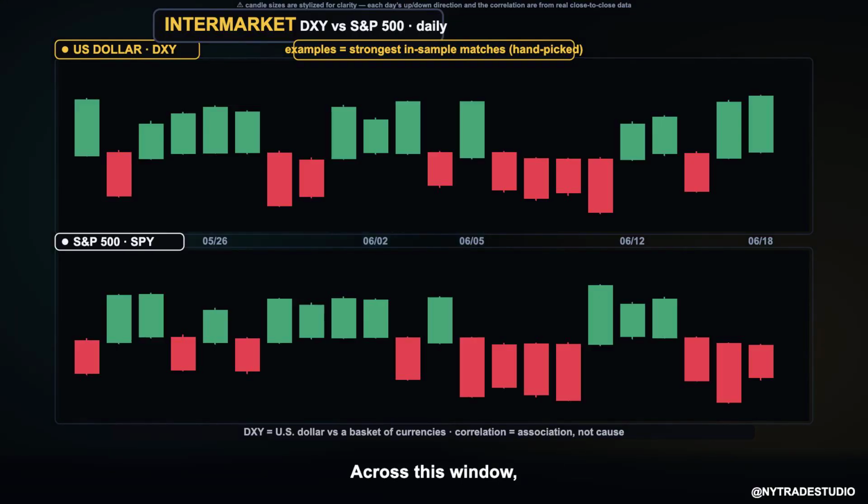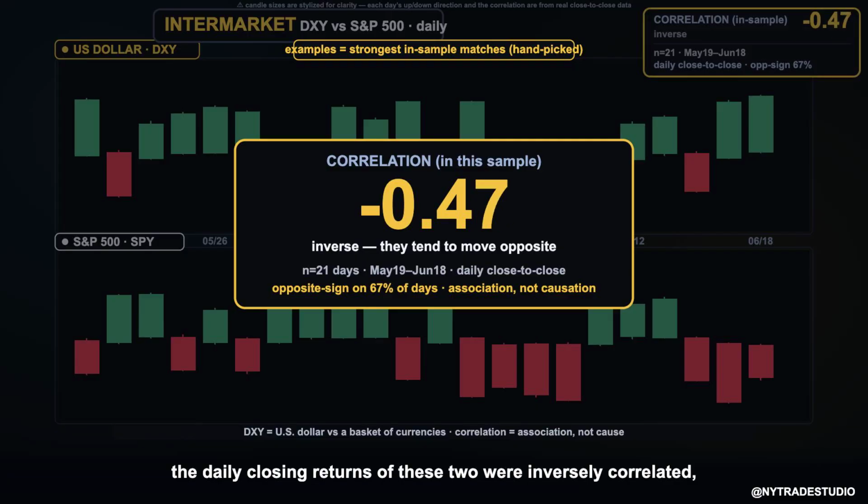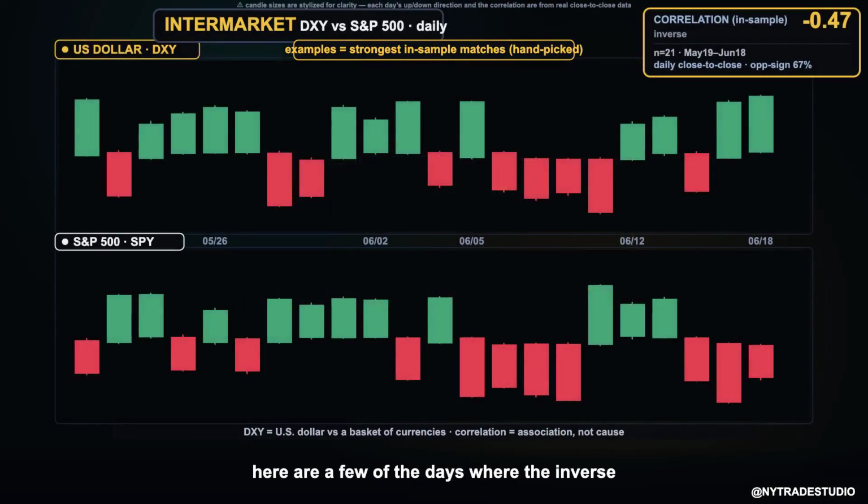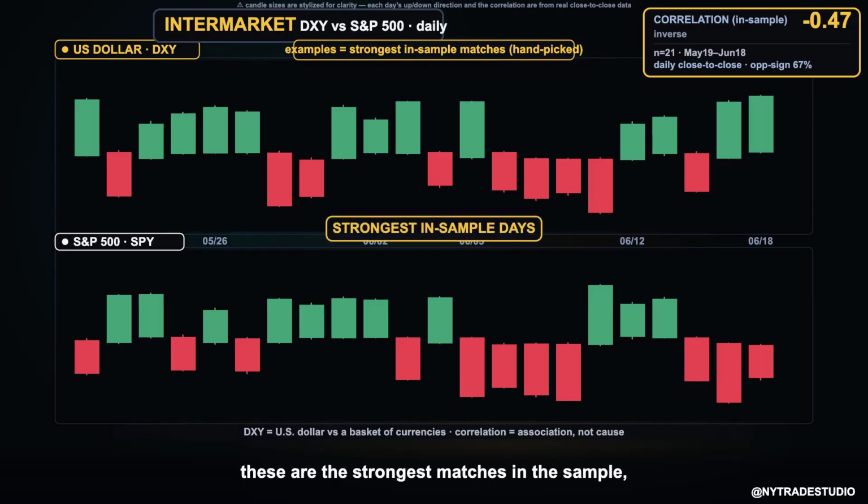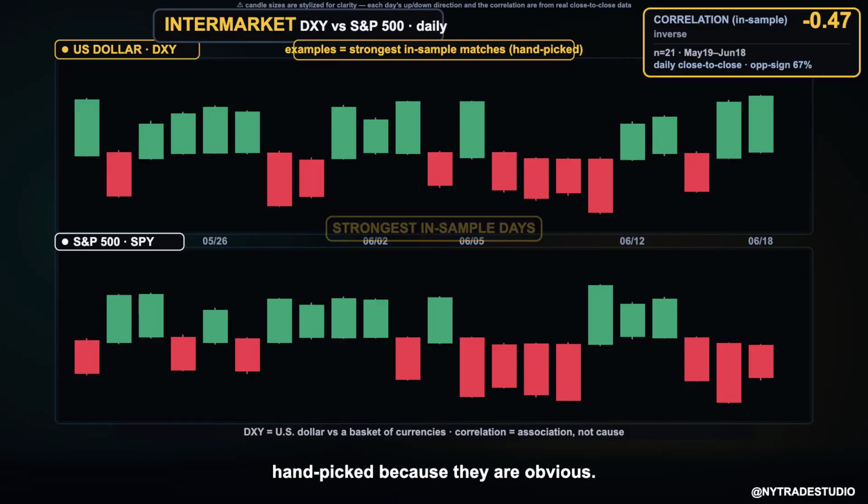Across this window, the daily closing returns of these two were inversely correlated at about minus 0.5. To make that visible, here are a few of the days where the inverse showed up most clearly. And I want to be honest with you. These are the strongest matches in the sample, hand-picked because they are obvious.